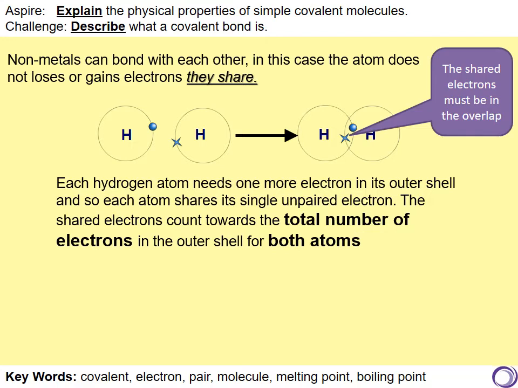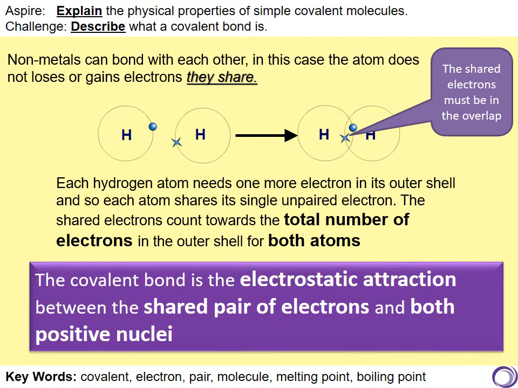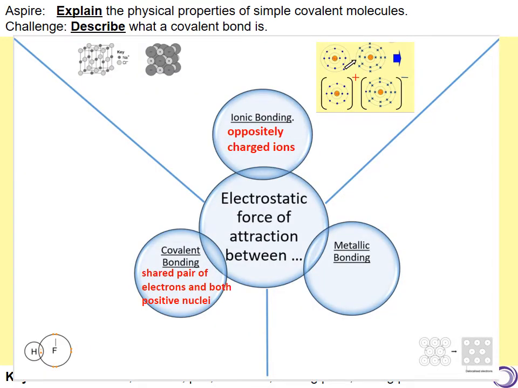So how is the bond formed then? Well, the bond is the electrostatic force of attraction between the shared pair of electrons, that's the electrons in the overlap, and both the positive nuclei. So if we go back to our summary sheet, we can fill that in now. A covalent bond is the electrostatic force of attraction between the shared pair of electrons and both positive nuclei.